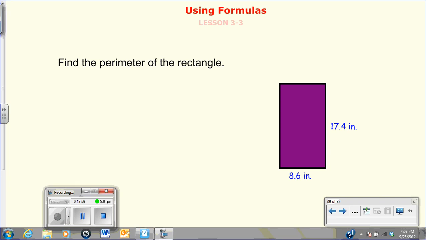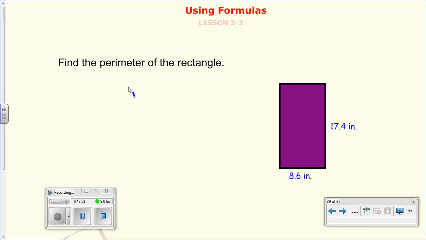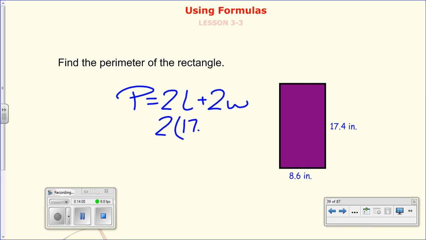All right, so let's see what the perimeter of this rectangle is. I'm going to choose to use the formula method, so 2 times the length plus 2 times the width. Well, my length here is 17 and 4/10 inches. My width here is 8 and 6/10 inches. So if I were to multiply this out, 2 times 17 and 4/10 would be 34 and 8/10 inches. All right, because I know 2 times 17 is 34, and then, well, 2 times 4 is 8/10.